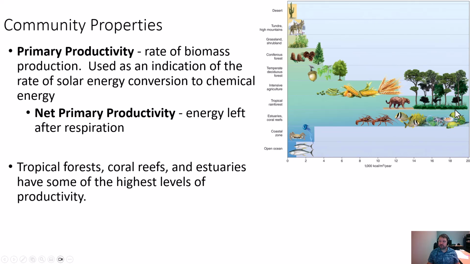And from that, you would expect, just ballparking it, if you have 20 times more energy, you might have 20 times more species. Okay? Not always the case, but at least the energy is available for that species diversity.